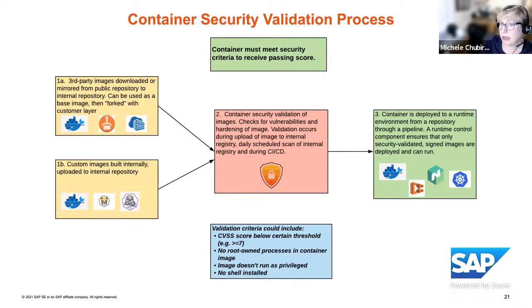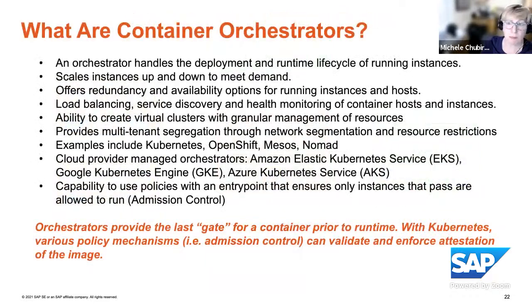And stage 3 is the container is deployed to a runtime environment from a repository through a pipeline. And you have a runtime control component that ensures that only security validated signed images are deployed and can run. Spoiler alert, you can do this with something called admission control on Kubernetes.